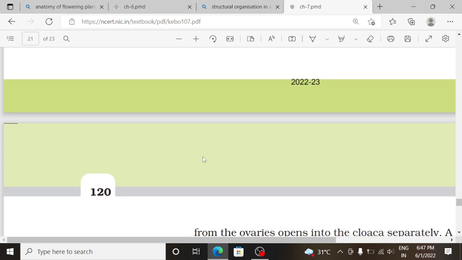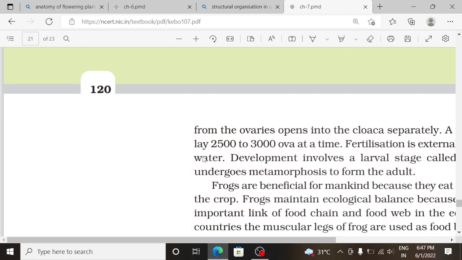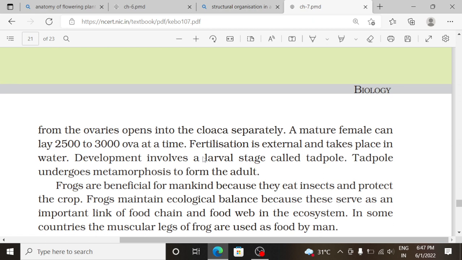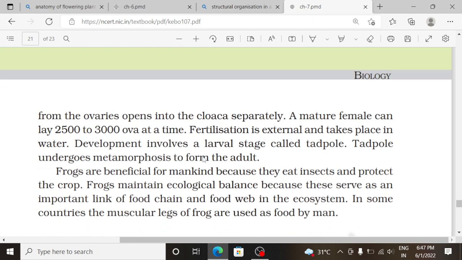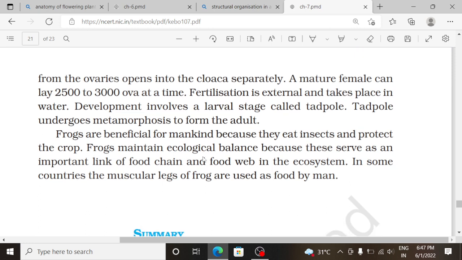A pair of oviducts arising from the ovaries opens into the cloaca separately. A mature female can lay 2,500 to 3,000 ova at a time. Fertilization is external and takes place in water. Development involves a larval stage called tadpole. Tadpole undergoes metamorphosis to form the adult.